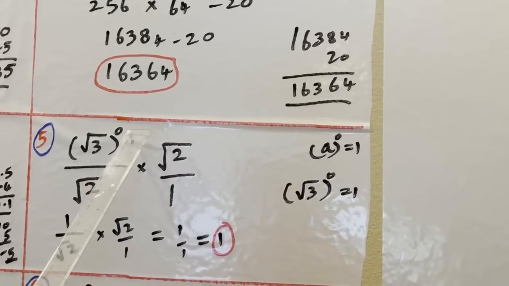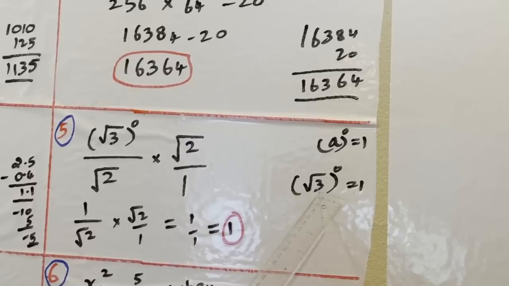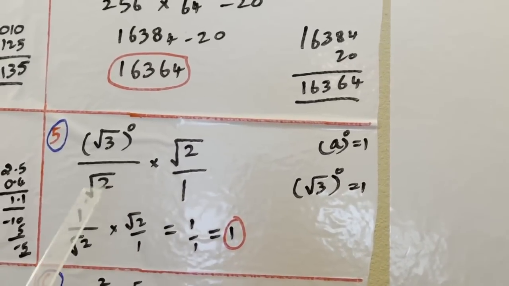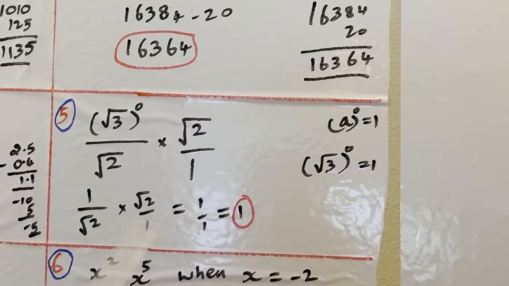Another example with 0. Anything to the power 0 is 1. So see here, a to the power 0 is 1. Square root of 3 is 1.732. To the power 0 is 1. So that will be 1 by square root of 2 times square root of 2 by 1. Cancelling it out, it's 1.